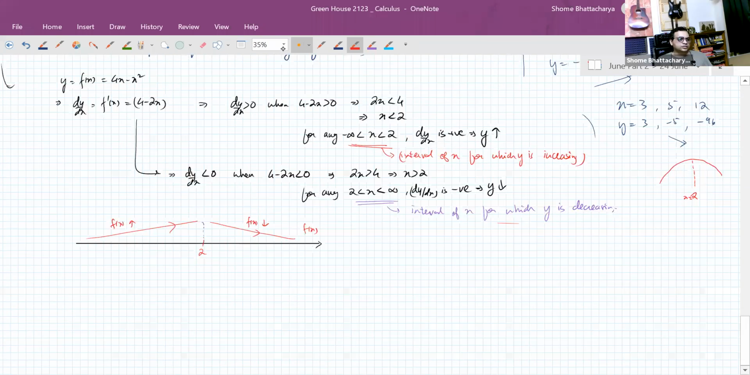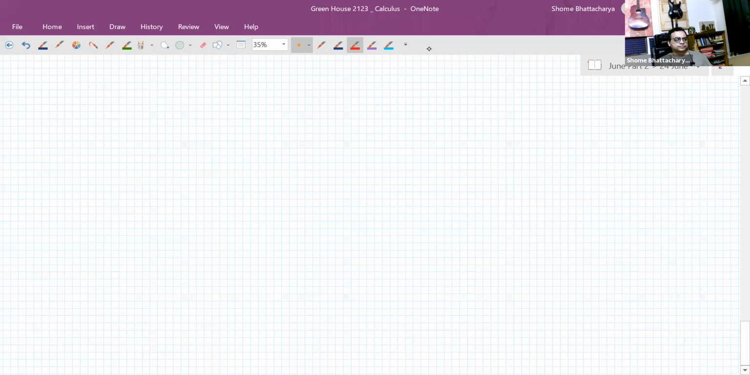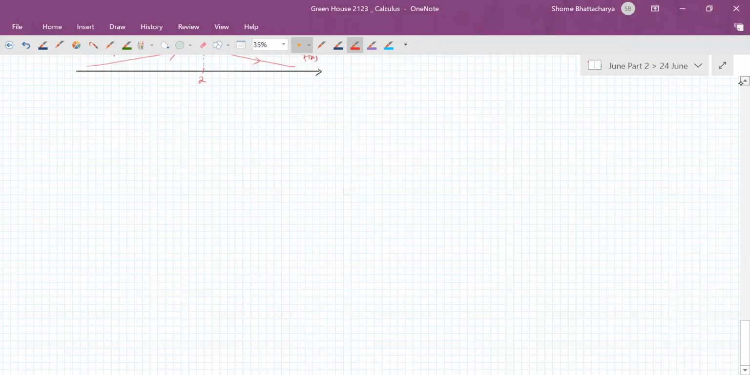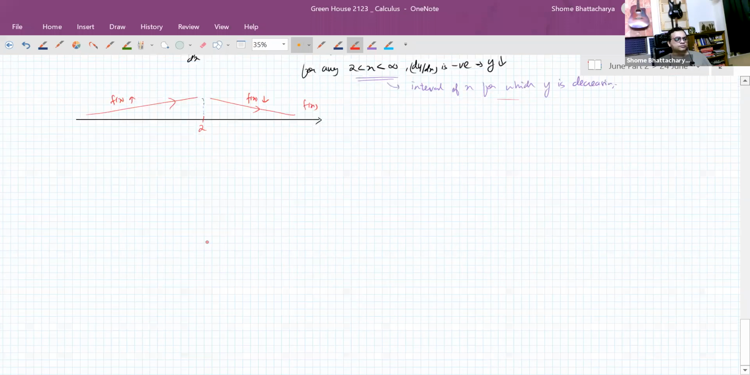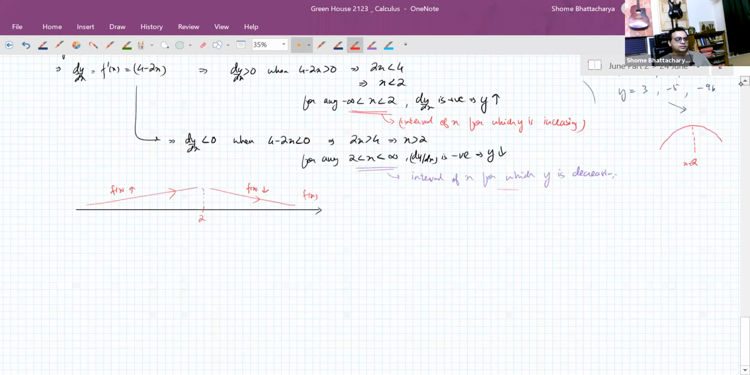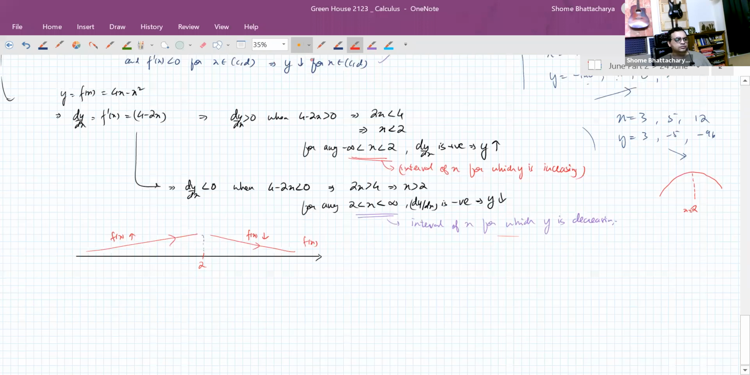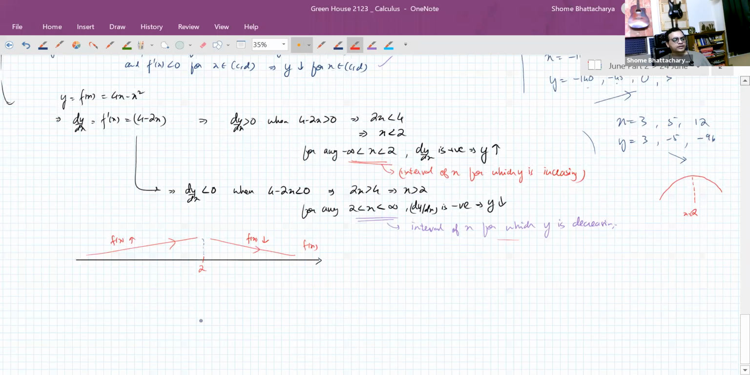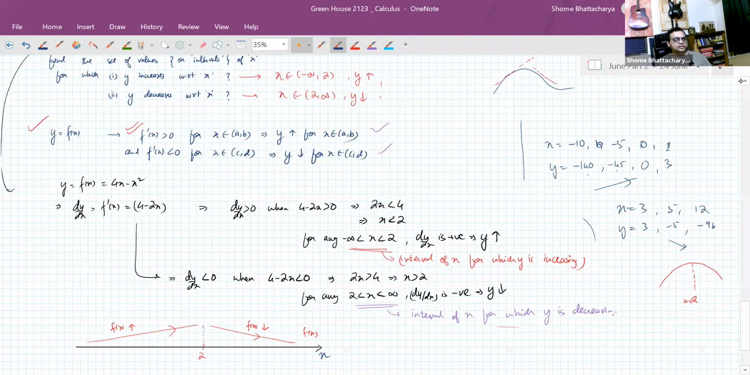Can you scroll this up? So this is not the graph of the function, okay? This is just a number line plot to show what is happening to y with respect to x. That y is increasing up to x equal to 2 and after x equal to 2, y is decreasing.